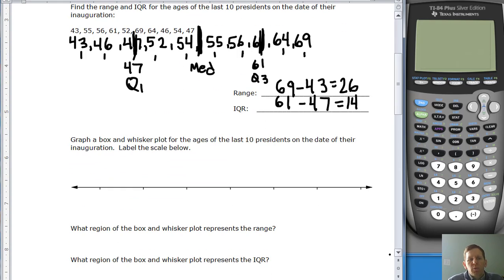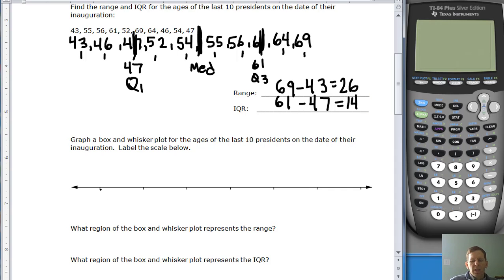When we're graphing our box and whisker plot, we want to show values that go as low as the 43 value, as high as the 69 value. And to do this, you could count by tens. So pick a nice number to start with. Don't start at 43. Nobody starts anything at 43. Start at something like 40 or 45.